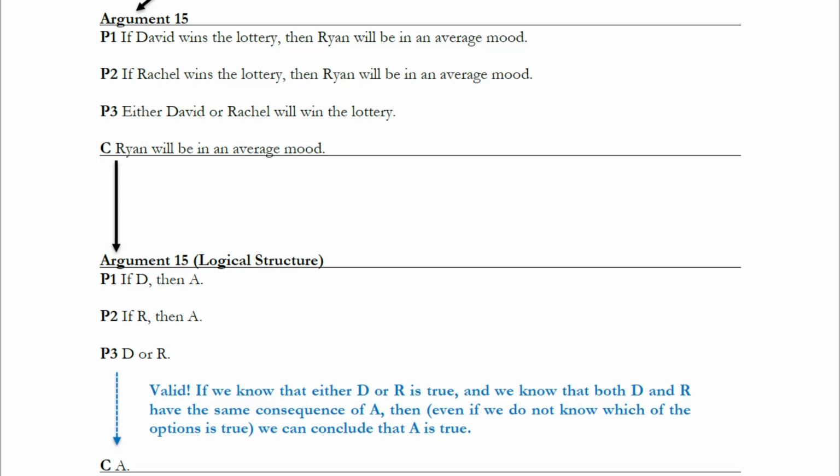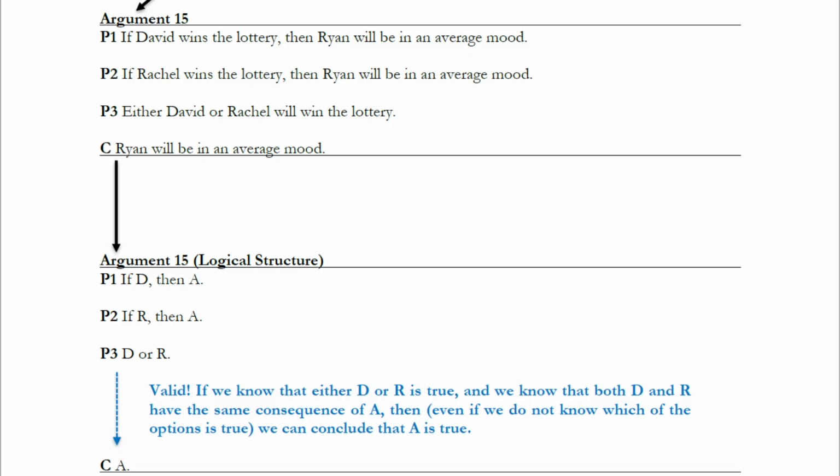Argument 15 reads, Premise 1, if David wins the lottery, then Ryan will be in an average mood. Premise 2, if Rachel wins the lottery, then Ryan will also be in an average mood. Premise 3, either David or Rachel will win the lottery. Conclusion, Ryan will be in an average mood. This is a valid argument.